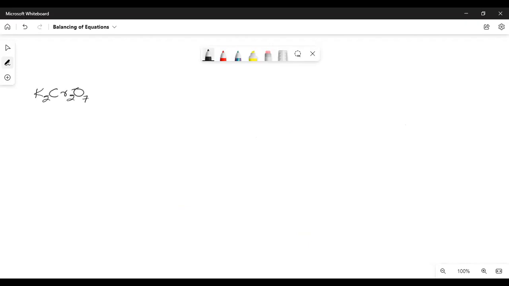K2Cr2O7, which is a very famous oxidizing agent, potassium dichromate, and we studied it back in 3.5 when we were naming compounds, can react with hydrochloric acid. And it forms KCl. It then forms CrCl3. It also forms chlorine gas, the pale green gas. Along with that, it forms water. Go ahead, balance it out.